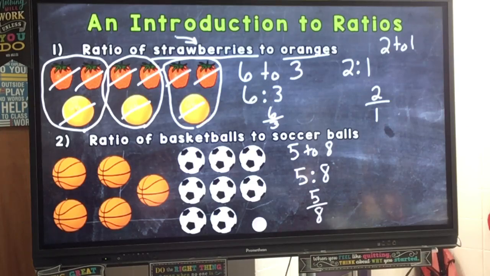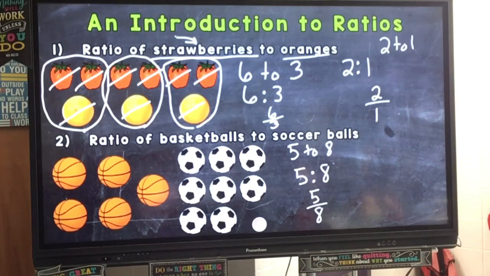Now this particular ratio cannot be simplified. The greatest common factor, and only factor, between 5 and 8 is 1. So this is simplified. So for every 5 basketballs, there are 8 soccer balls. And remember, basketballs needed to come first because it came first in our original problem.